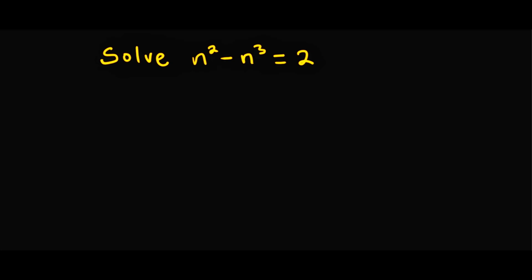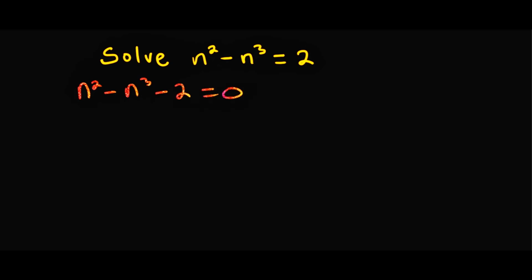So let us look at this interesting question. Solve n squared minus n cubed is equal to 2. So the first thing you're going to do is bring the constant term to the left-hand side so that you have n squared minus n cubed minus 2 is equal to 0.